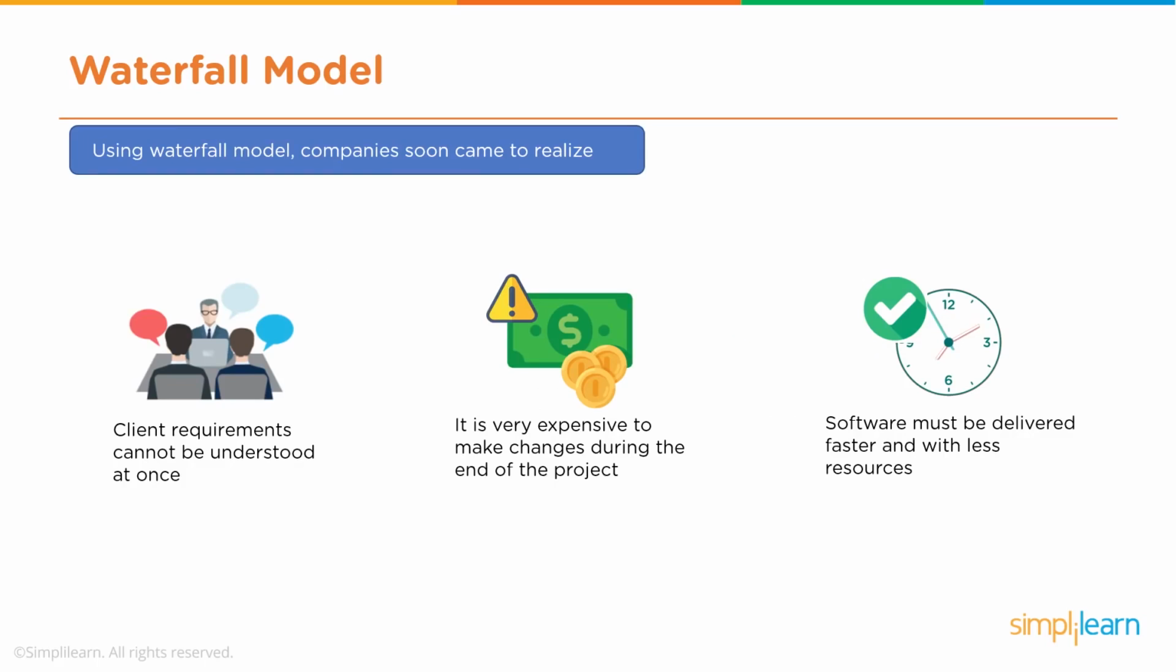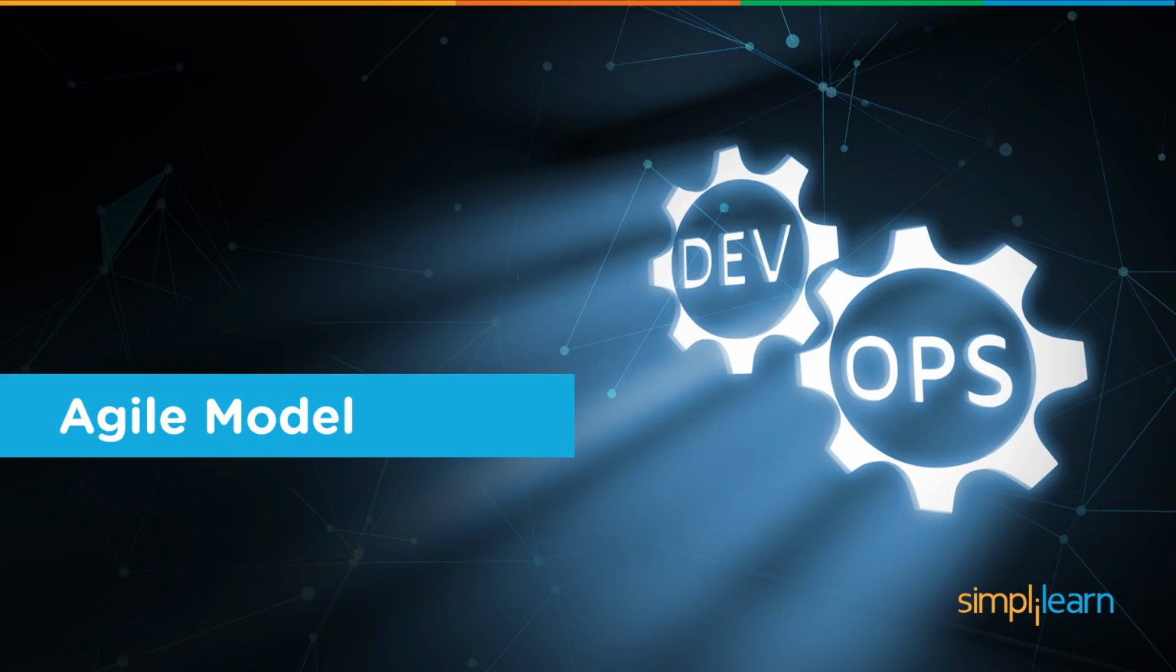Using the waterfall model, companies have soon come to realize that clients just aren't able to get their feedback in quickly and effectively. It's very expensive to make changes once the teams have started working. And the requirement in today's digital world is that solutions simply must be delivered faster. This has led to a specific change to Agile, and we start implementing the Agile model.